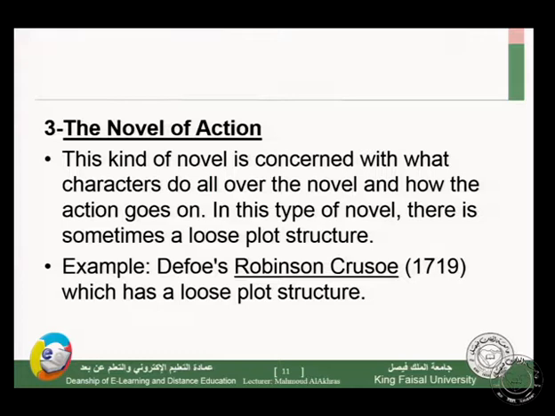In this novel, there is a loose plot structure. We can note that later in the following lectures about this novel. We are going to discuss all the elements and all the features of this novel in the future lectures. So we are going to have a deep analysis of Robinson Crusoe in the future. We will see this loose plot structure, this type, the novel of action, and the effects of this type on Robinson Crusoe.